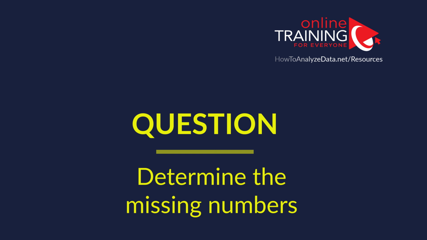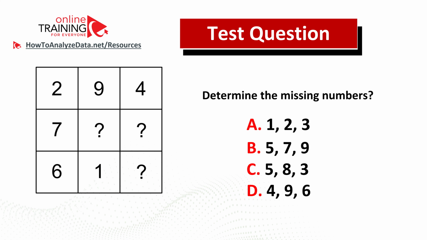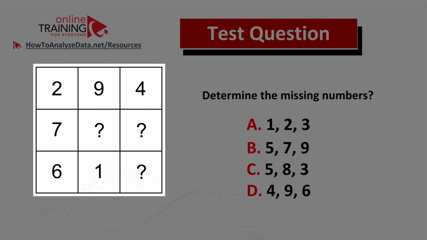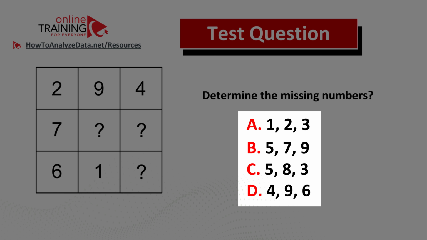Here's the tricky question from the real test, but somehow I have a feeling that you might come up with the answer. Determine the missing numbers. You have a square which has 9 numbers, and 3 out of 9 numbers are missing. And you have 4 different choices.